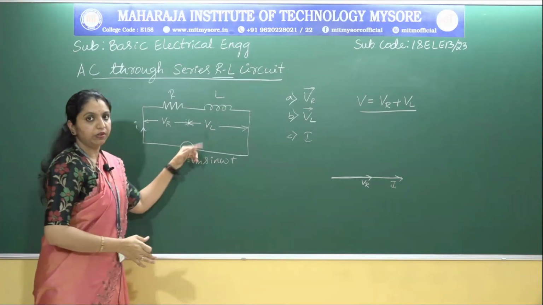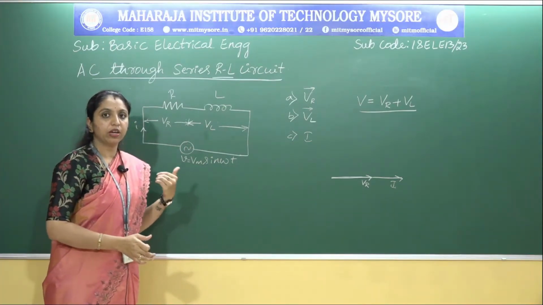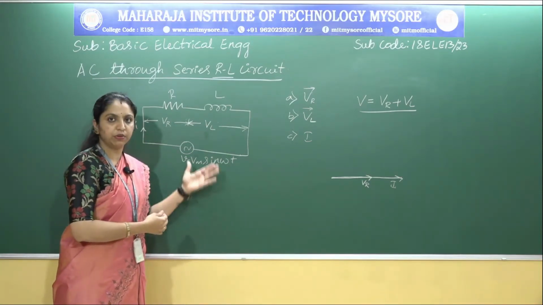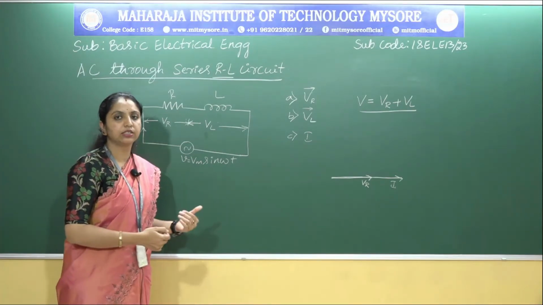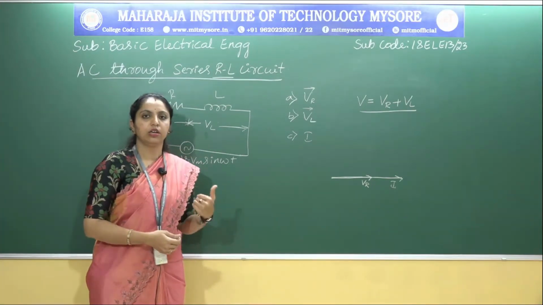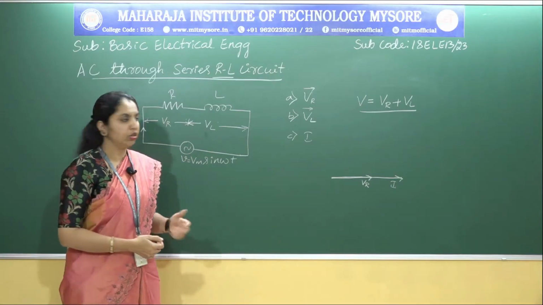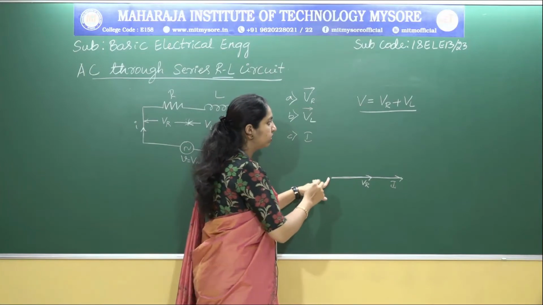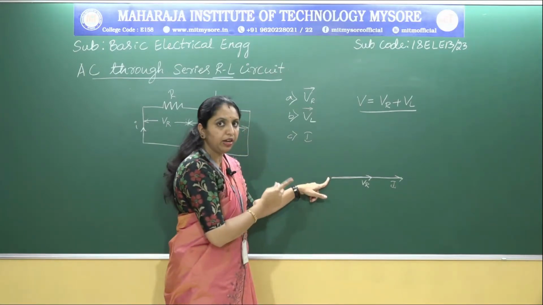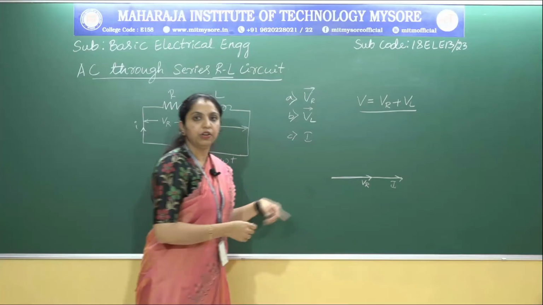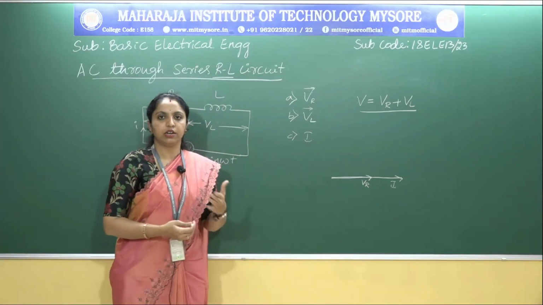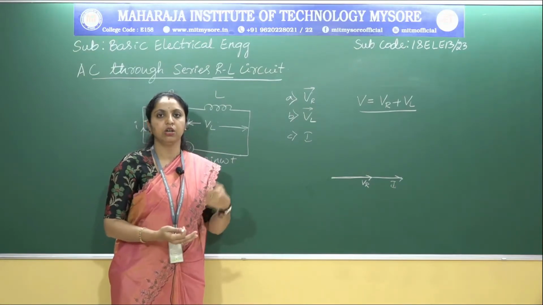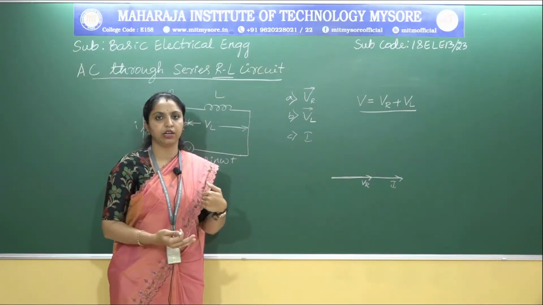Here, we will just recall that current lags voltage by 90 degrees. I have discussed this before in this topic. Current lags voltage by 90 degrees in a pure inductive circuit. Current lags voltage by 90 degrees means that VL leads. So we can also say that current lags voltage by 90 degrees is nothing but voltage leads current by 90 degrees.